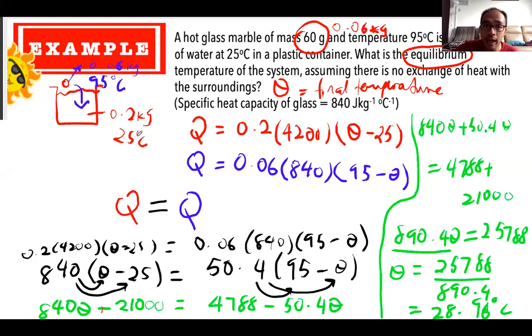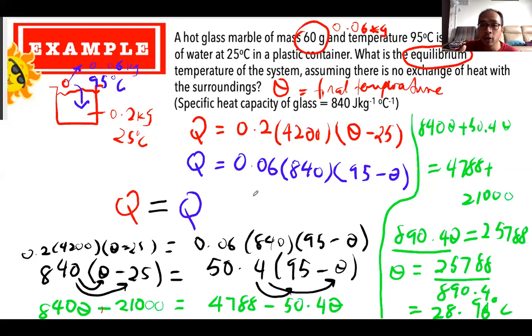Which goes to say that the marble actually decreases in temperature a lot, from 95 all the way to 28.96, because it's so tiny. Whereas the water, which is like a jillion times more, only changes so little, 25 to 28.96. Only about 3 degrees of change, because it is only one hot lava marble. Okay, so this is how we use thermal equilibrium and specific heat capacity at the same time.